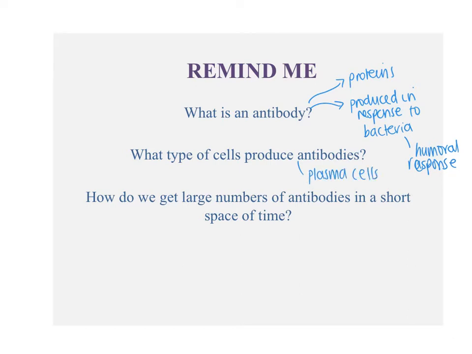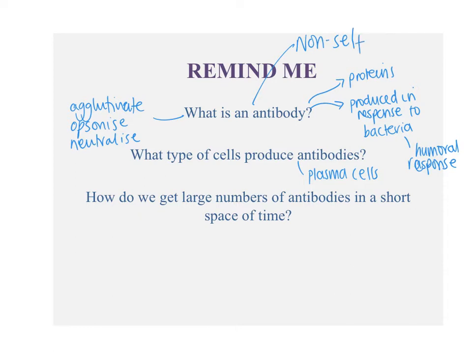And when we're thinking about antibodies, we know that they're there to help either agglutinate or opsonize or neutralize a pathogen, those bacterial cells that have got the antigens on them that we recognize as non-self. Now, how do we get large numbers of antibodies in a short space of time? We're focusing on the secondary immune response.